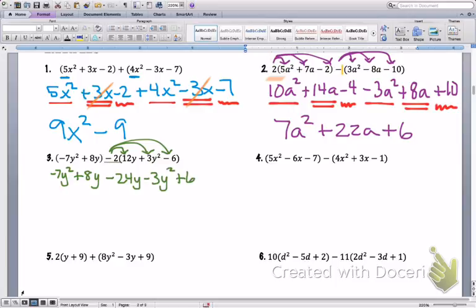So when we multiply... Nope, that's a mistake. 2 times 3 is 6. And 2 times 6 is 12. Sorry about that. So again, make sure I multiply by 2 and by the negative as well.